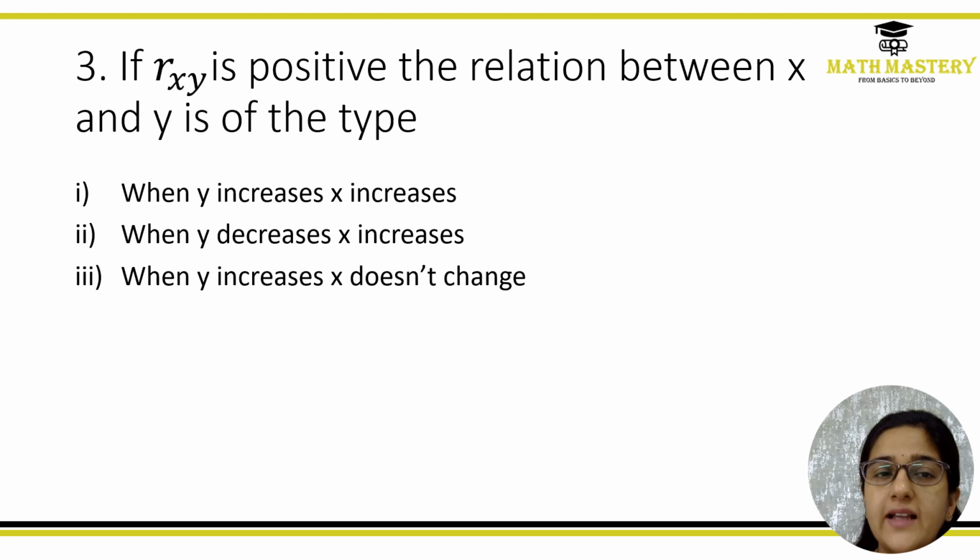If r xy, which means coefficient of correlation between x and y, is positive, the relationship between x and y is of the type... As we have studied in the lecture, if r is positive, it means that when x increases, y increases, or when x falls, y also falls. So let's see which one is the right option. I'll read out the first one: when x increases, y increases. So this is the correct option. Number 1 is the correct option.